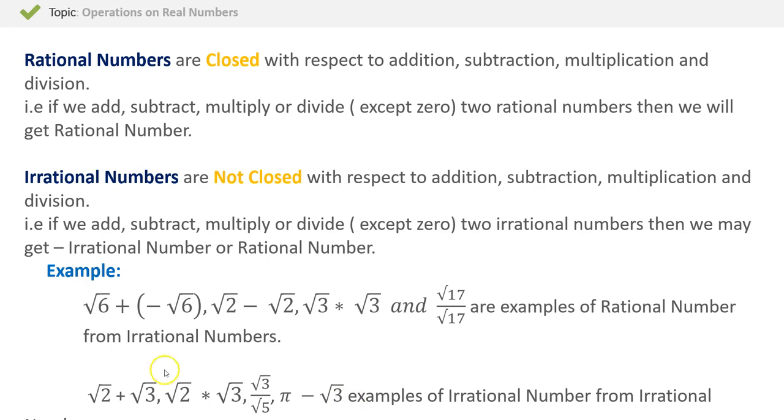There are other examples where you have two irrational numbers. Square root of 2 plus square root of 3 gives you an irrational number. Square root of 2 multiplied by square root of 3 gives you an irrational number as well. When you divide square root of 3 by square root of 5, you also get an irrational number. And similarly, when you subtract pi from square root of 3, you also get an irrational number. So these are examples where you had two irrational numbers, you added, multiplied, subtracted, or divided, and the output was an irrational number.